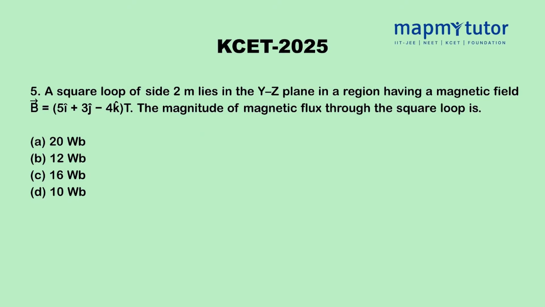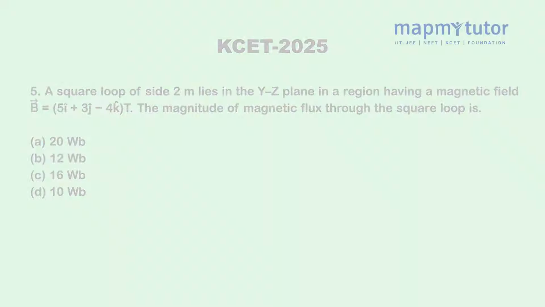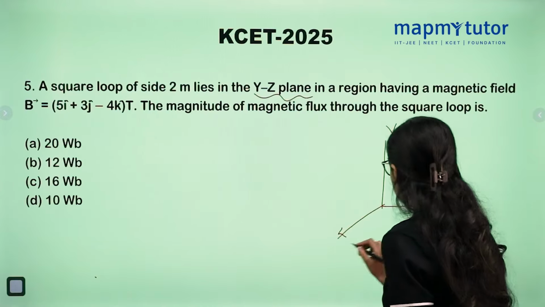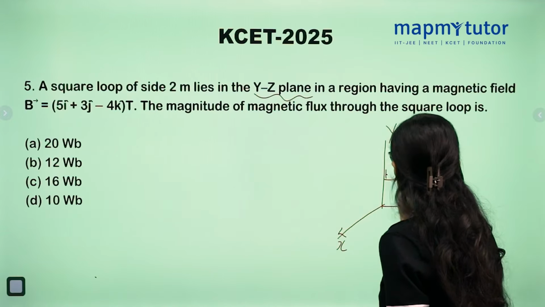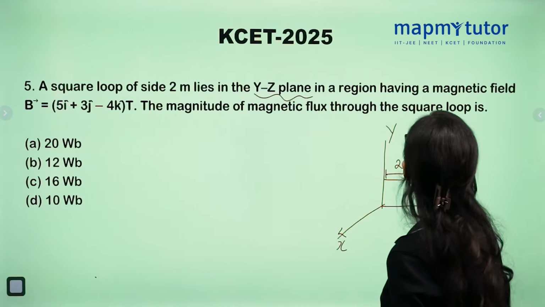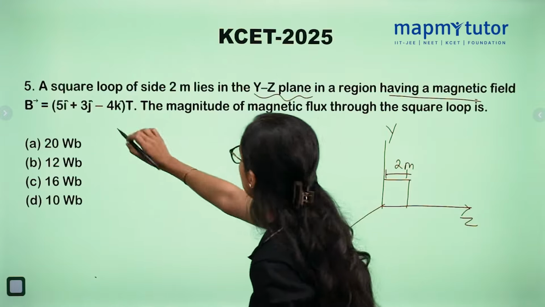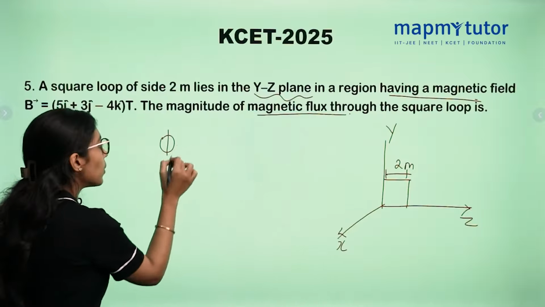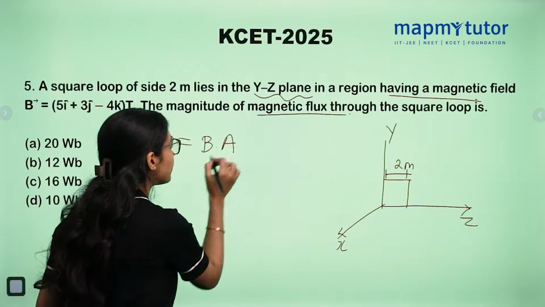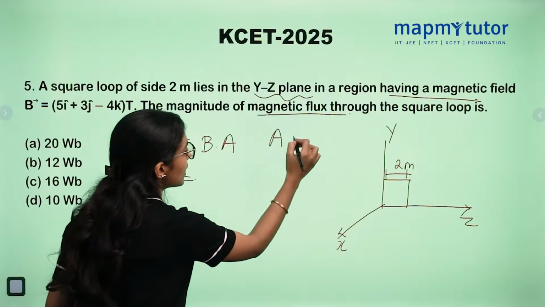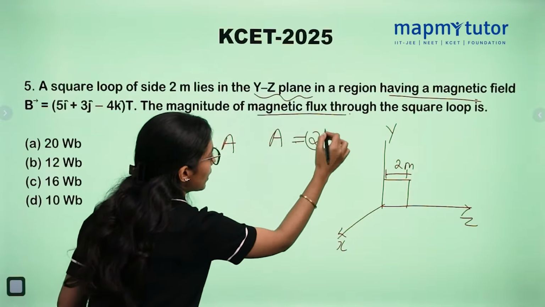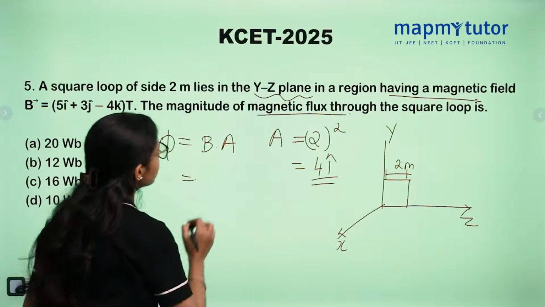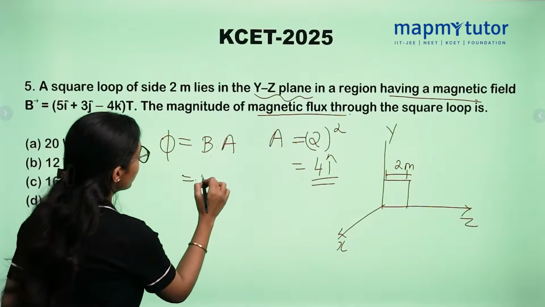A square loop of side 2 meter lies in YZ plane. So, let's make a YZ plane. This is Y, this is Z, this is X. We have a 2 meter side, having magnetic field this much. The magnitude of magnetic flux is, what is the formula we learned? Phi equal to B dot A. Now we need to find A. So A is nothing but 2 squared, area, that is 4, and your result will be in i cap. We can put it here, that is 4 i cap.